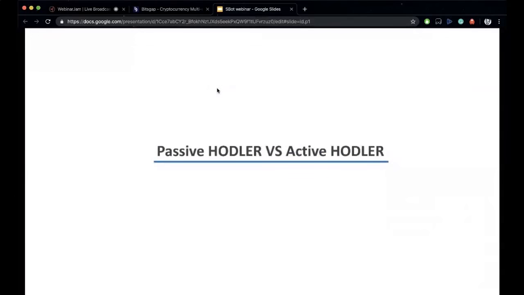The question is, are you a passive hodler or an active hodler? If you guys know what I'm talking about, then type in your answer and tell me if you are a passive hodler or an active hodler.